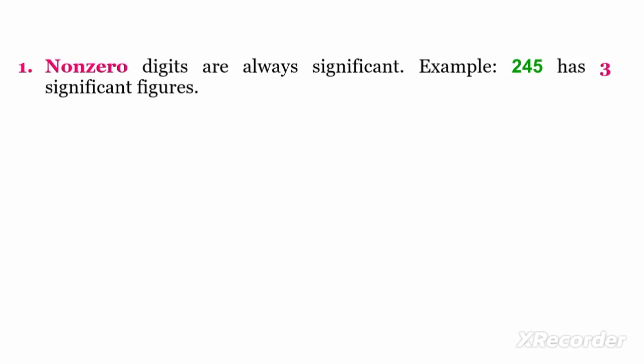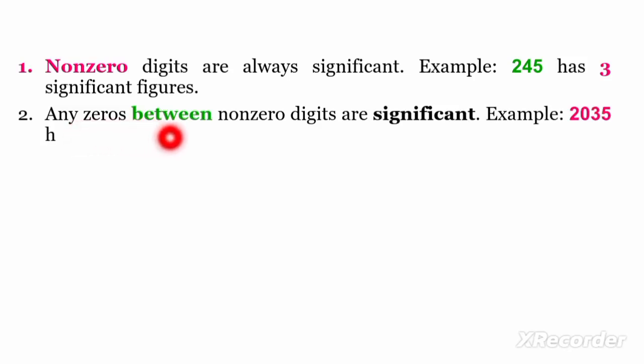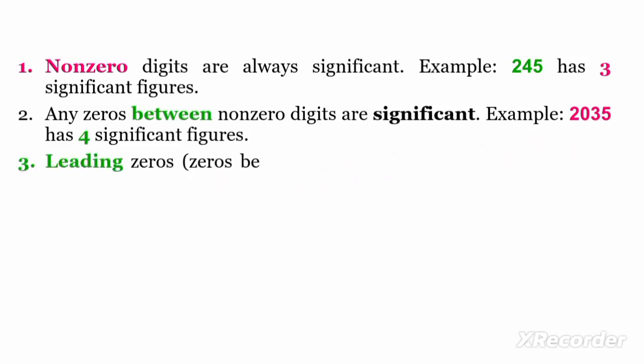Rule number 2, any zeros between non-zero digits are considered to be significant figures. For example, 2035 has four significant figures. We have seen that this zero is between two non-zero digits, which are 2 and 3. Therefore this number has four significant figures.